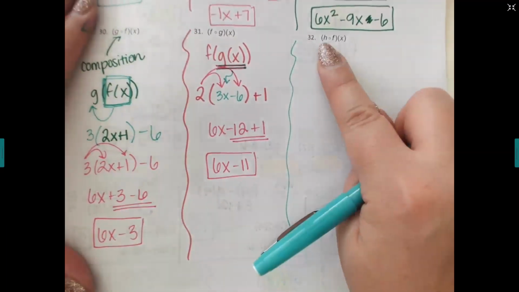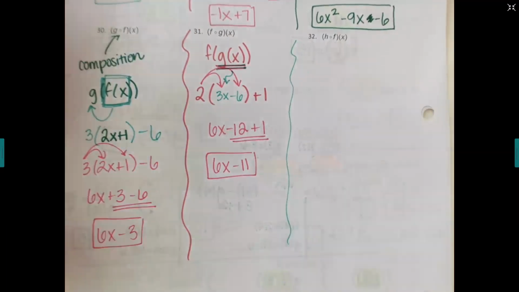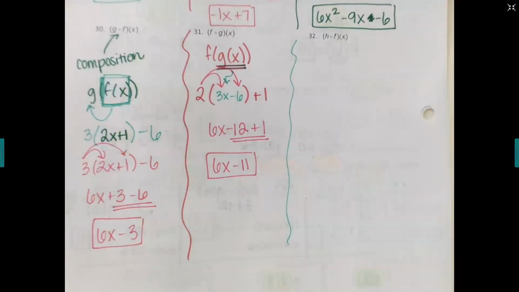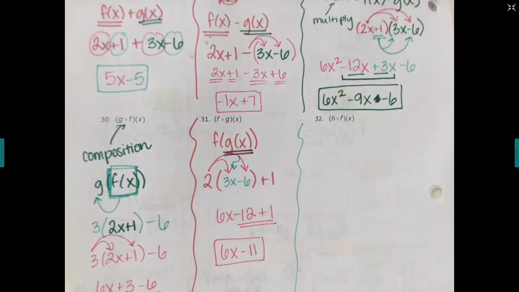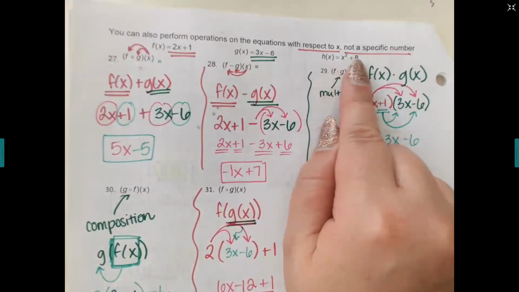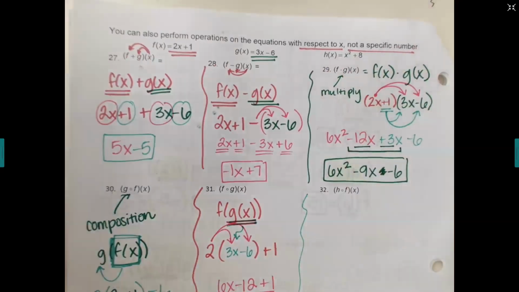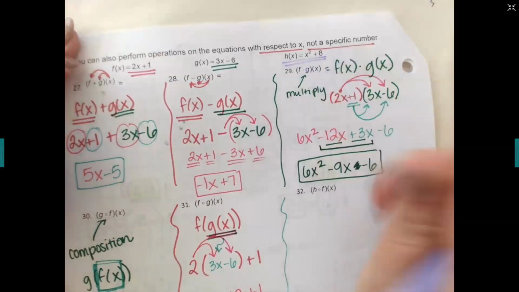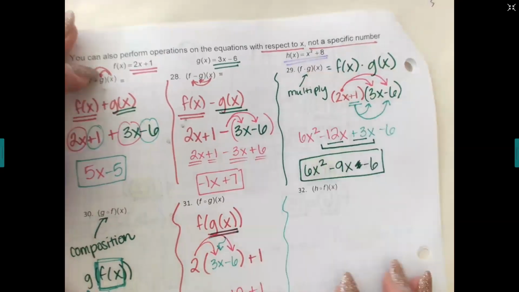Okay, last one like that. This time I want H of F of X. Now you'll notice up here at the top, we haven't used function H yet. Okay, but it's right here. So your function H is also included. It's x squared plus 8.